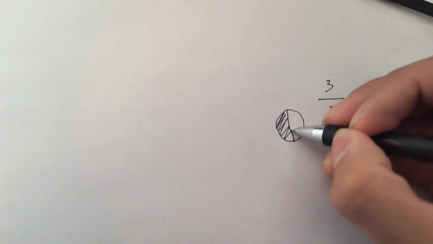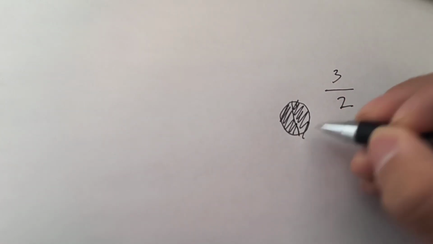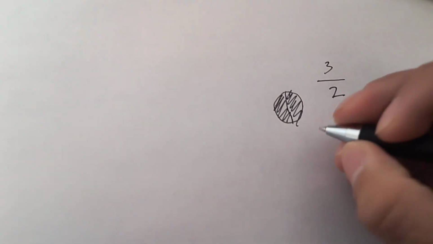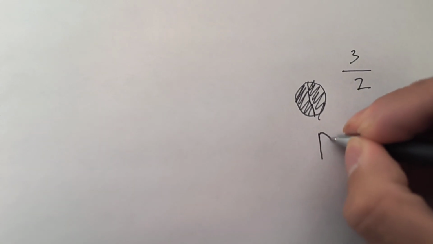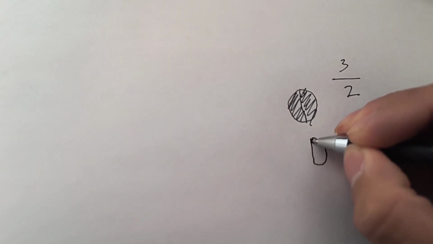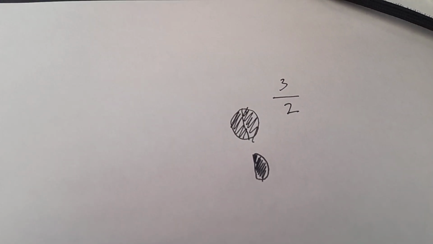Well, I can color in this one, and I can color in this one, but that's only 2 out of 2. To get a third one, I have to go like that. But that's not part of the group.